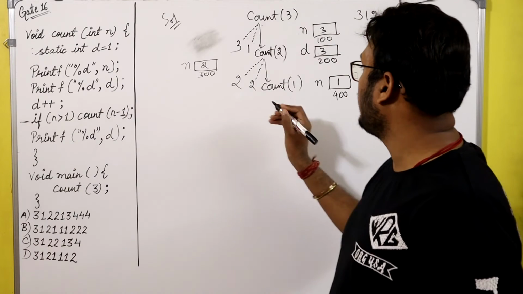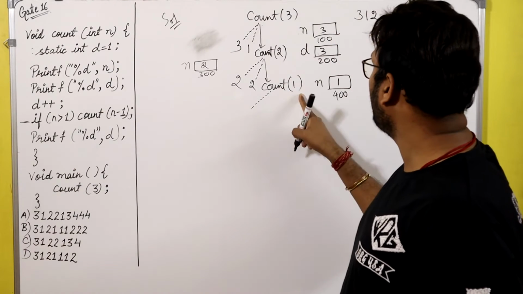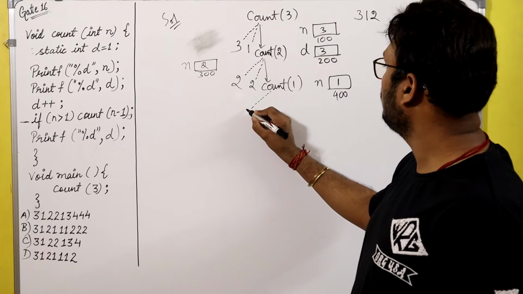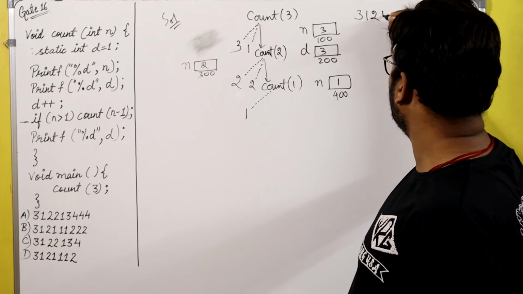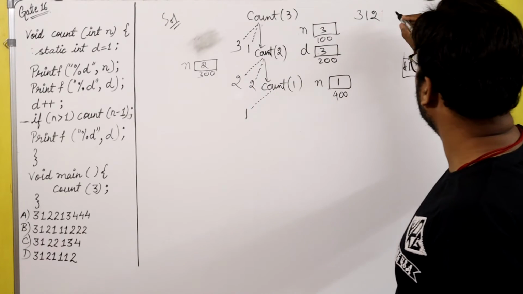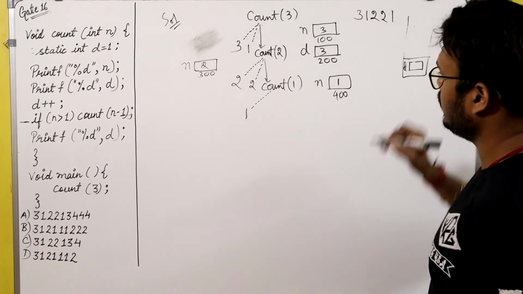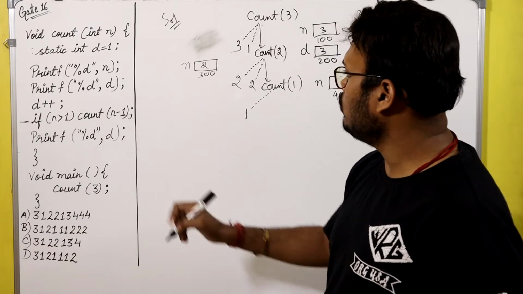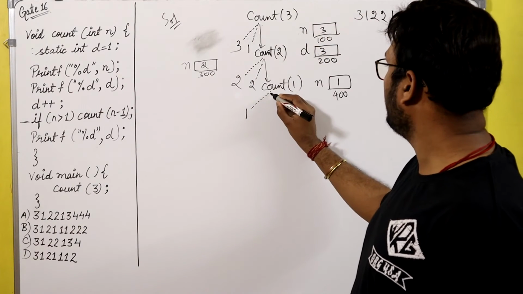printf %d, n. So now 1 will be printed as the value of n is 1. printf %d, d. So here 1 is printed. 3, 1, 2, 2 has been printed now, and also 1 is printed. And also printf %d. What is the value of d? 3. 3 is the value.